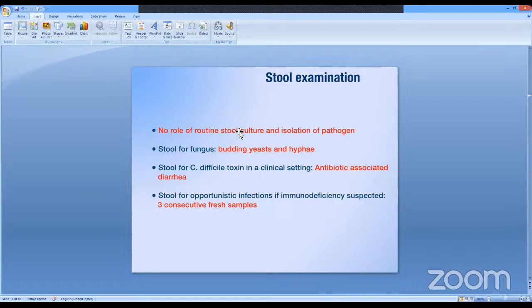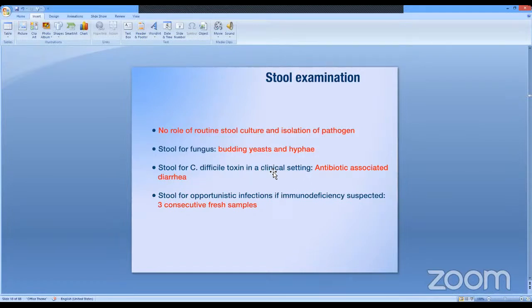So there is no role of routine stool culture and isolation of the pathogen. Stool, if we get some fungus, that may indicate the patient may have fungal diarrhea, and this is very much important, but rare, very rare. Stool for Clostridium difficile toxin in a clinical setting.